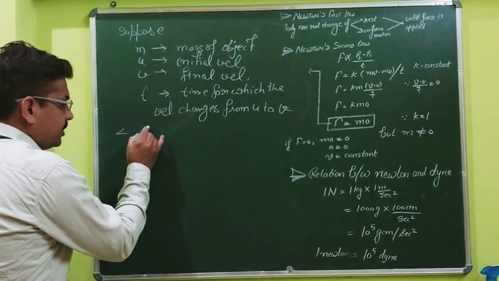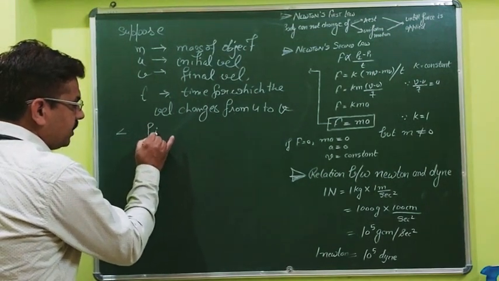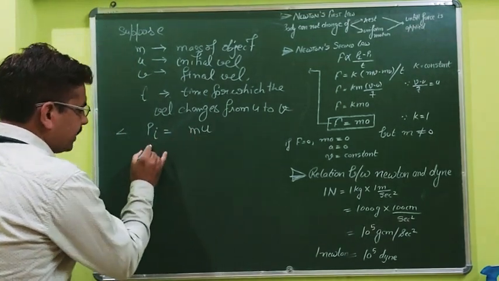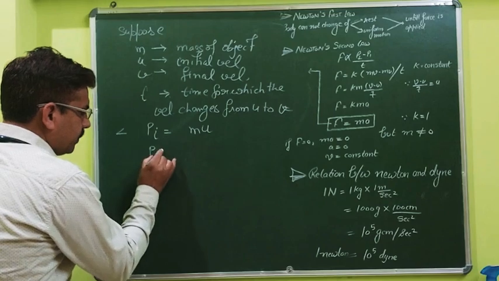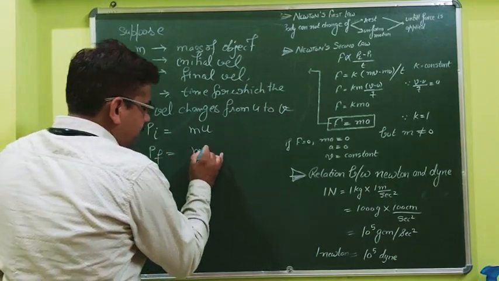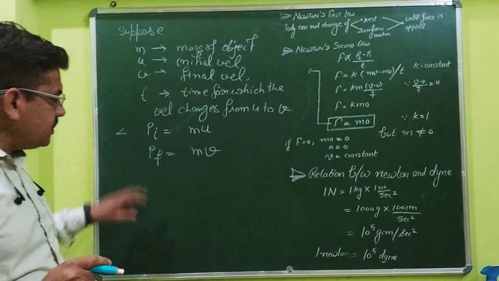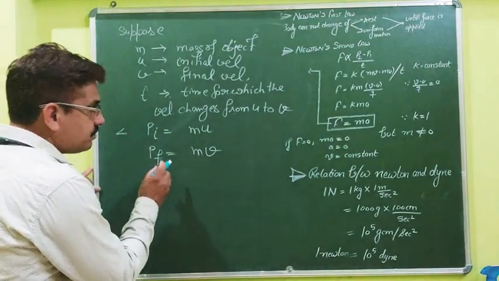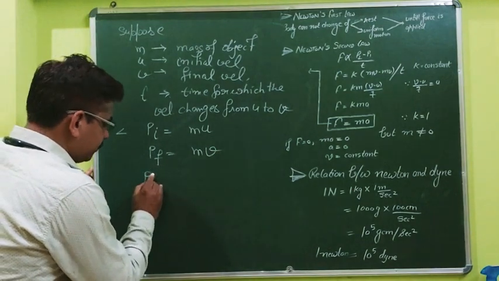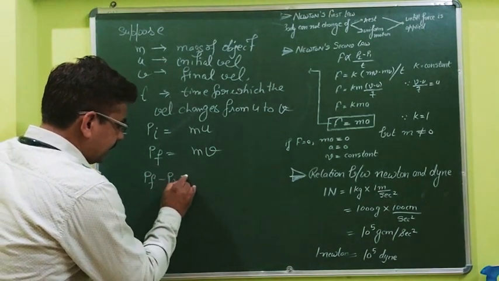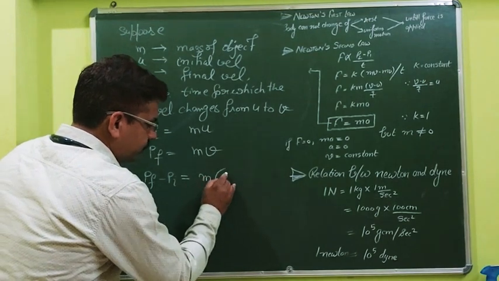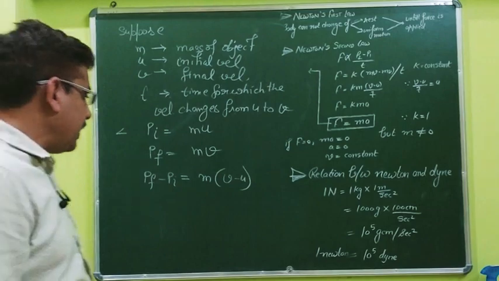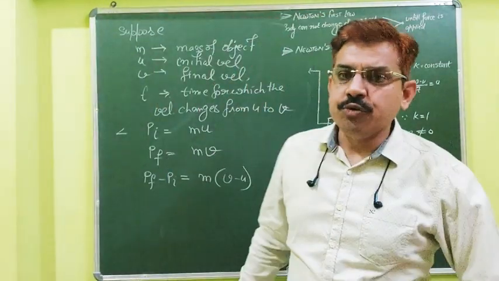Therefore, the initial momentum pi is equal to mu, and the final momentum pf is equal to mv. So this is the initial momentum and this is the final momentum. Therefore, how is the momentum going to change? pf minus pi is equal to m, which is common, into v minus u. So pf minus pi is equal to m into (v minus u).